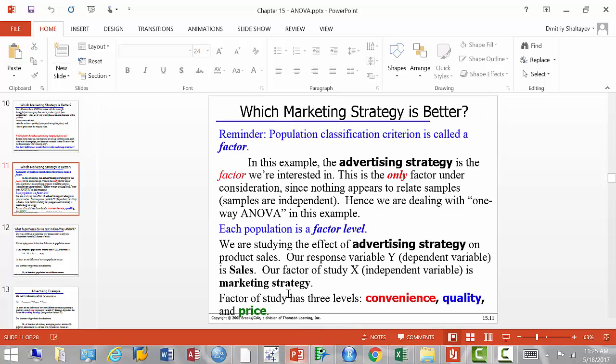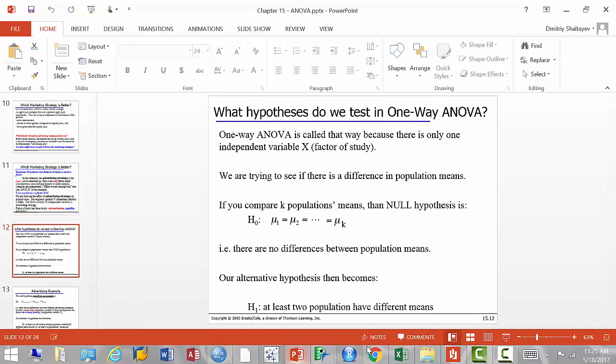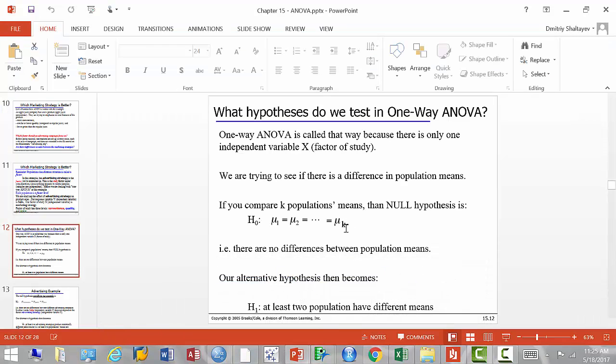And my alternative is like this. Oopsie. My alternative, where did it go? Right, like this. Oh my God, it's all over the place. All right, here's my alternative. At least two different populations have means that are not the same, not equal to each other. If I find in favor of alternative, that will tell me that yes, sales do depend on the advertising strategy. You pick a different strategy, you get different sales.